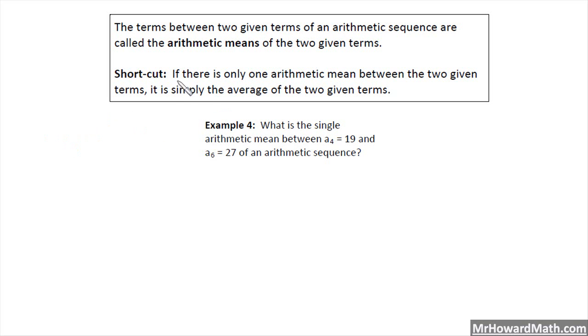All right, so example 4. Actually, let's go through the shortcut. If there's only one arithmetic mean between the two given terms, it's simply the average. Okay, so that was the first example we talked about.